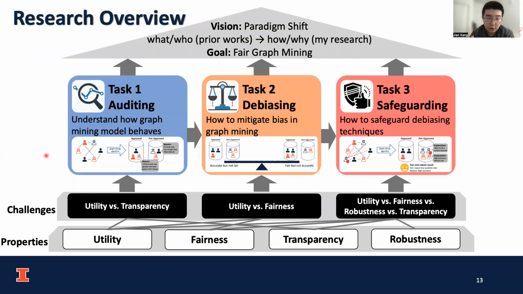So here I showed an overview of my current research focus. In general, my research aims to achieve fair graph mining by a paradigm shift from answering the who and what questions for graph mining to understanding the how and why for fair graph mining. And to achieve this goal, building upon the properties and the challenges I just mentioned, we aim to solve three tasks, namely the auditing task, the debiasing task, and the safeguarding task, which correspond to the three challenges I just mentioned.